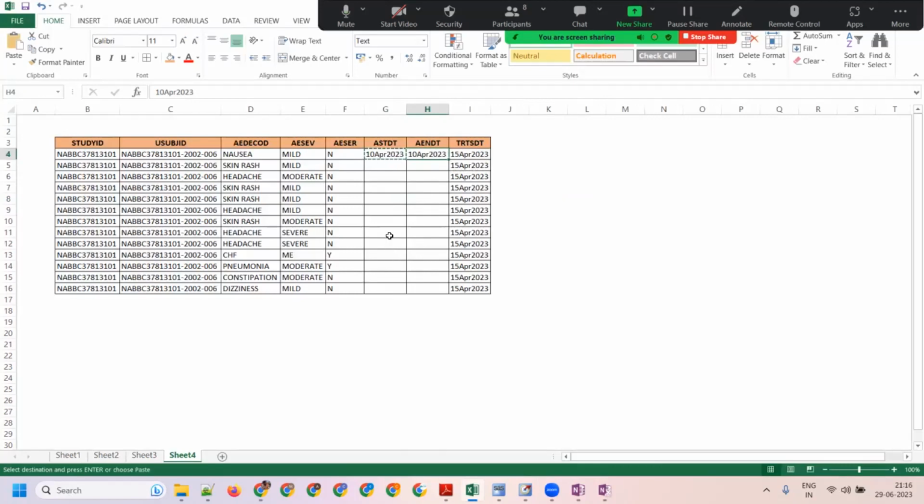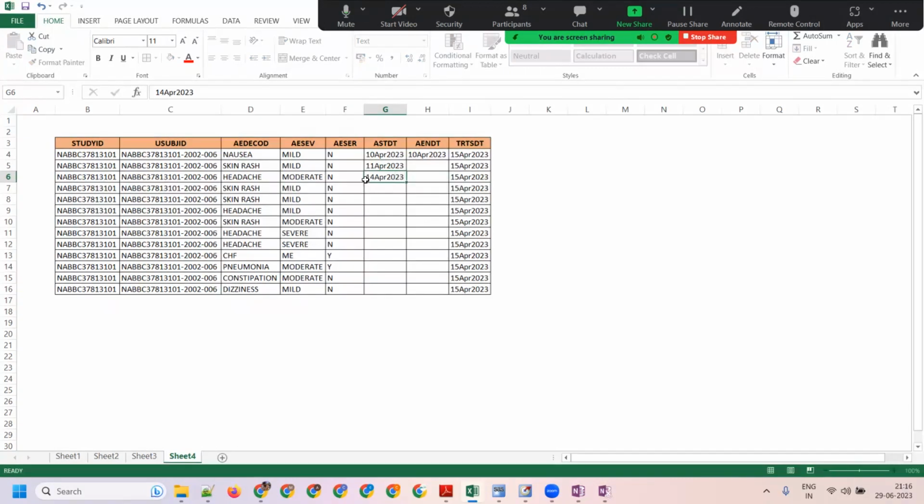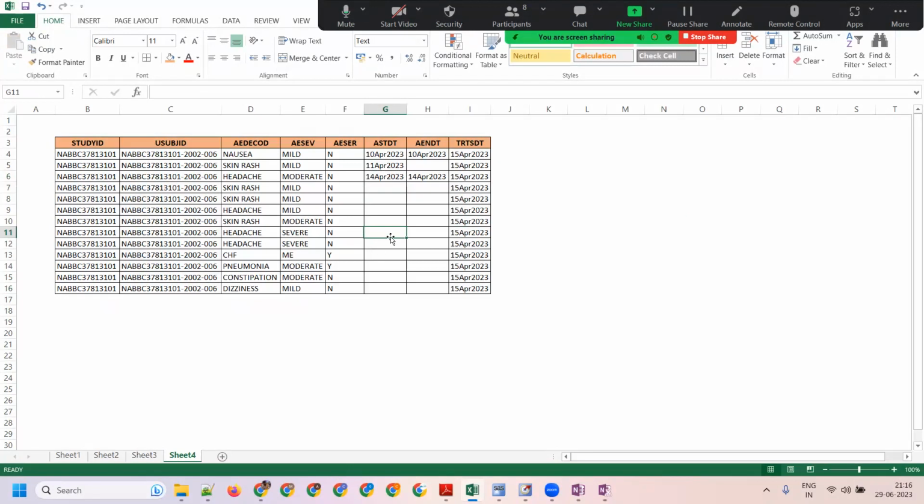Okay, we are good. Next, skin rash. Again, it happened on 11th April 2023. I don't know the adverse event end date. It is not captured. Then the third one, which is one more adverse event, happened on 14th April 2023. It was there only for 1 day. This is my data.